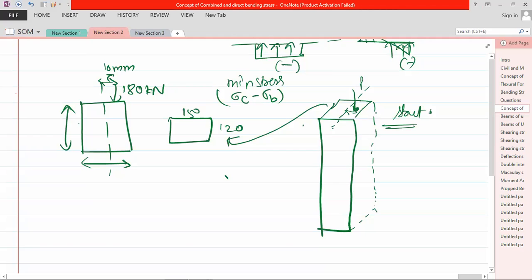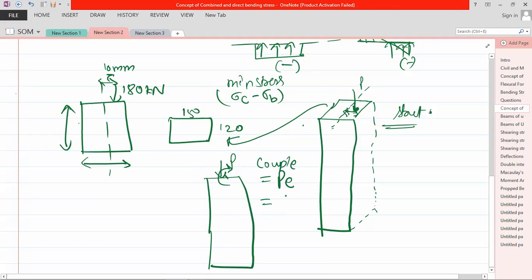So you need to find the maximum and minimum stresses. First of all, if you convert it to the system that I explained earlier, this portion will be like this. The length would be like this, with P and a couple, and the couple is equal to P into E. That is equal to 180 into 10 into 10 to the power 3, because it is kilonewton.